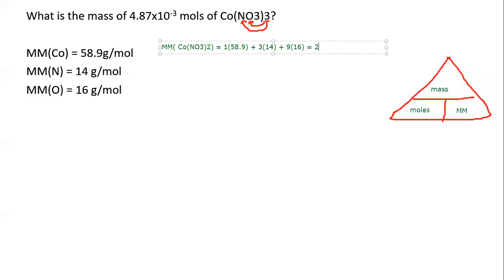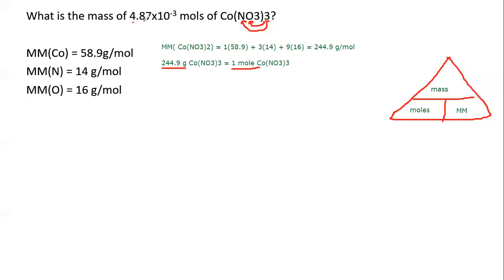We get 244.9 grams per mole. So what this means is that 244.9 grams of CO, or cobalt 3 nitrate, equals 1 mole of cobalt 3 nitrate. So notice here, before we do the actual calculation, that 1 mole weighs 244.9 grams.